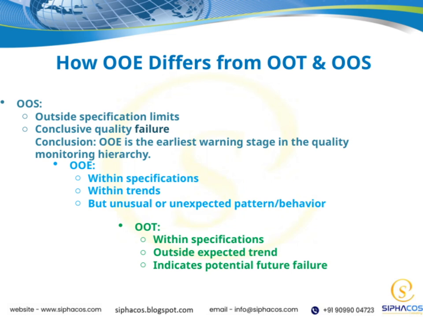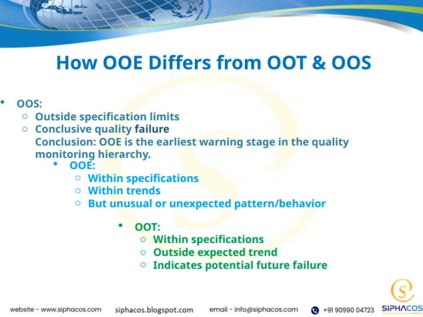technically wrong yet. On the other hand, OOS, or outside specification limits, indicates a more serious issue. It shows that the data has exceeded the predefined limits, pointing to a clear quality failure. This is a conclusive sign that something has gone wrong and needs immediate attention.